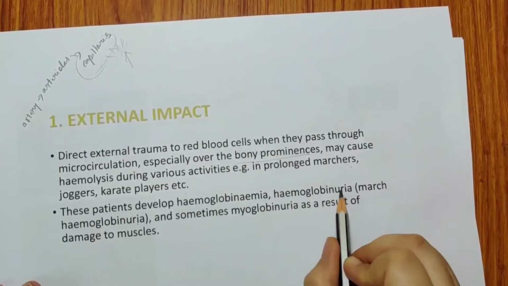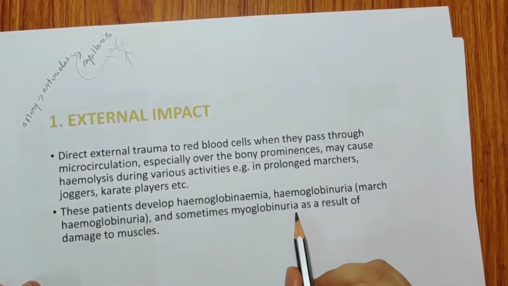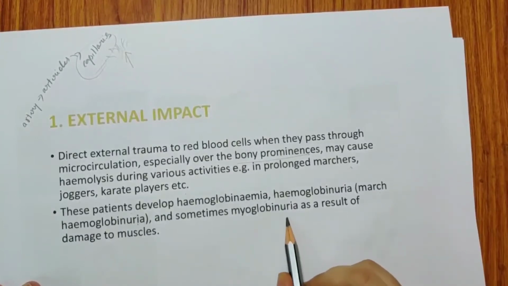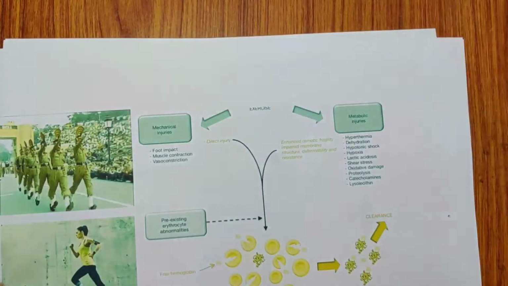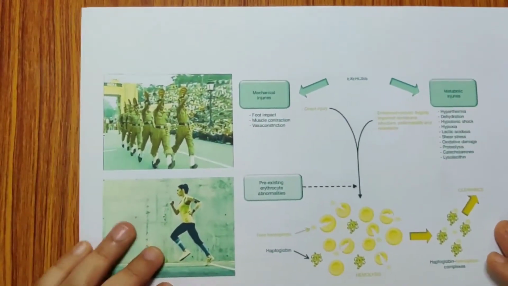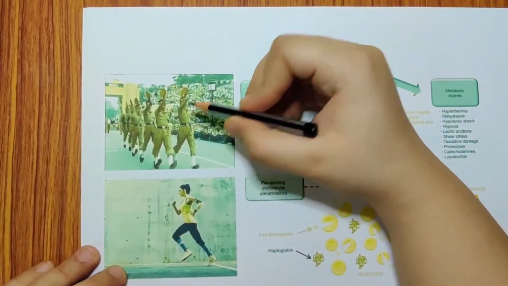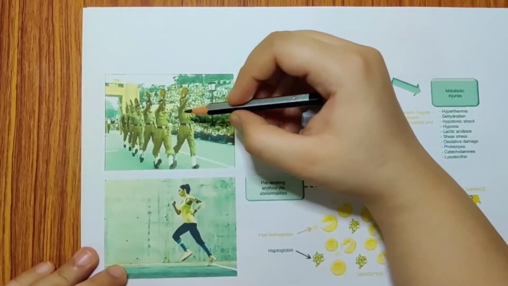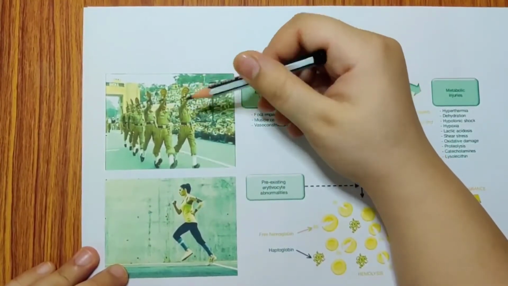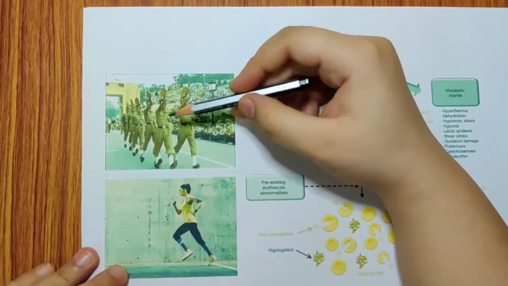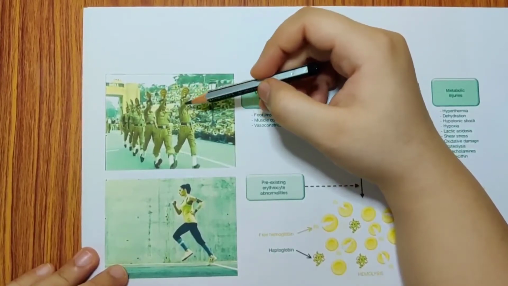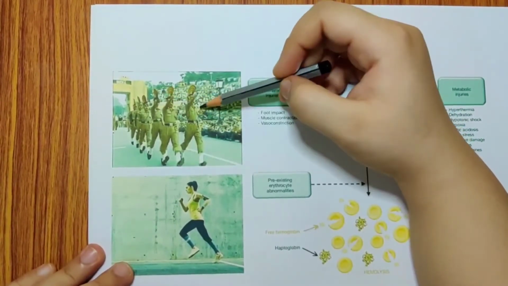So you see blood in the urine. And sometimes myoglobin is also excreted in urine. That is myoglobinuria, which results from damage to the muscles. I have put a photo of marches. When do you see marches? During sports activity, when a march past is going on, and most commonly during our Republic Day and Independence Day programs, where all the police officials and army officials do the march past.